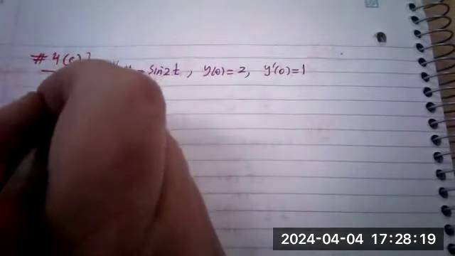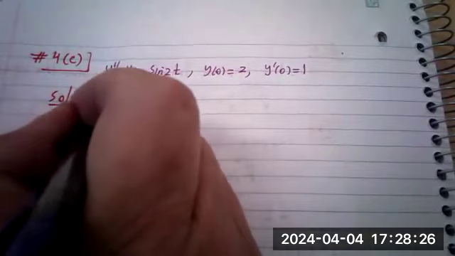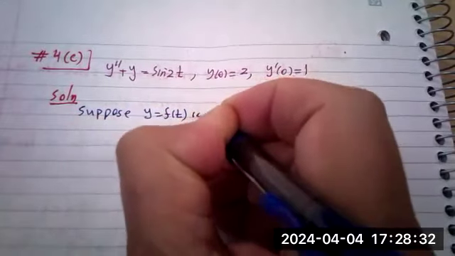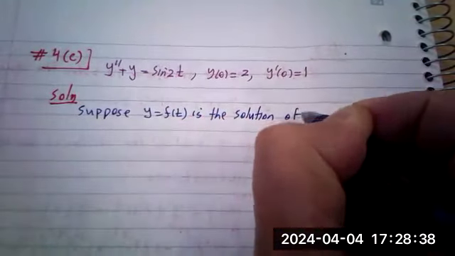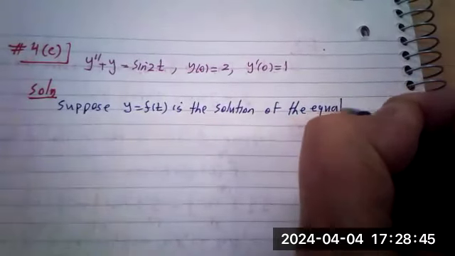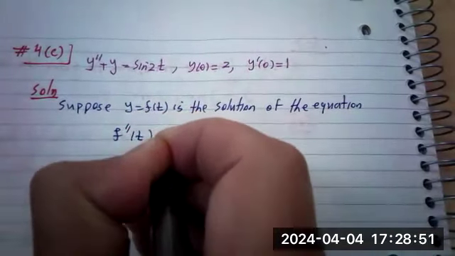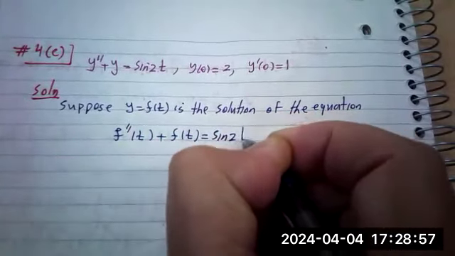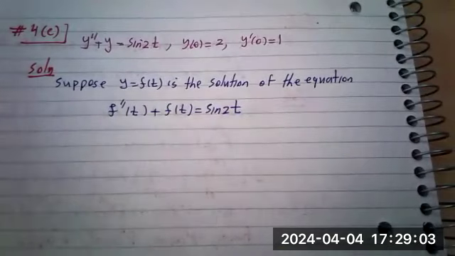Okay, so the solution is going to be, again, I changed the notation, so suppose y = f(t) is the solution of the equation. So the equation to be solved is f''(t) + f(t) = sin(2t). Take the Laplace transform on both sides. And as we do this, it's linear, so we can do it right away.